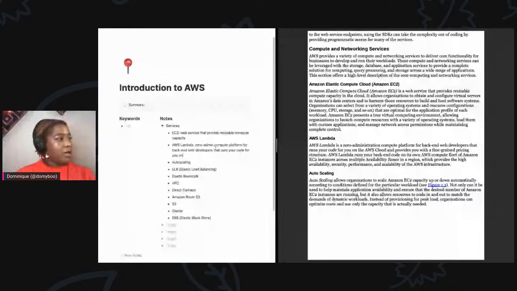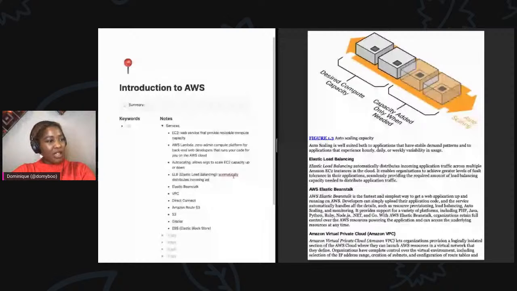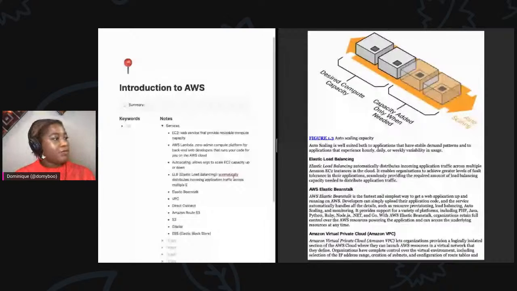Auto Scaling allows orgs to scale EC2 capacity up or down. We have ELB, which automatically distributes incoming application traffic across multiple EC2 instances. And again, I'm just writing a definition, like one sentence, for the AWS services.